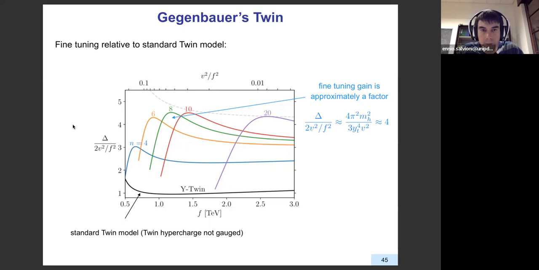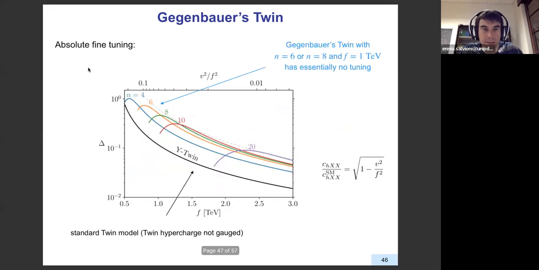And now the same plot, but showing the absolute tuning, trying to really quantify how much there is. So this is tuning delta versus F. You see that if I take n equals 6, for example, the orange line, and I sit at the best value, around F equal to 1 TeV, the tuning is something like 0.5 or 0.6, which at this point is a sort of natural breaking, I would say, within the limits of the fuzzy definition of tuning.